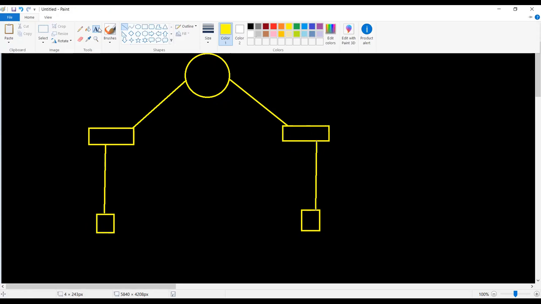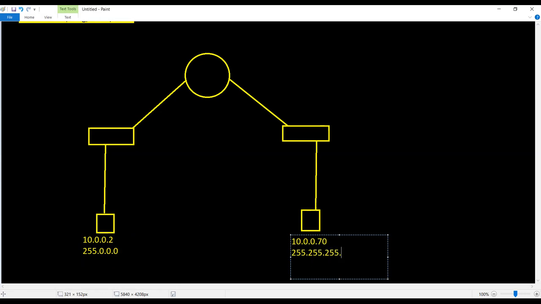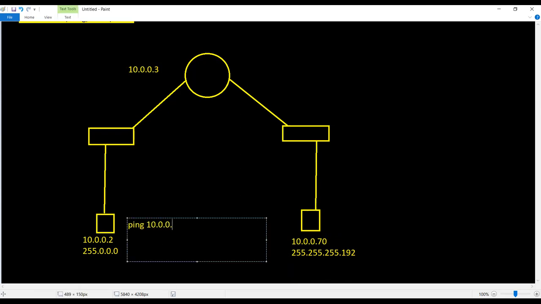Just one question. Let's suppose here we have 10.0.0.0 with the mask 255.0.0.0, and here we have configured 10.0.0.0. Okay. So in this case, whenever I try to do a communication, let's suppose here we have configured another address, 10.0.0.3. Now, whenever I try to communicate from this PC, I will say ping 10.0.0.70. So what will happen here? This ping will get successful? No. Reason? Because the router will break the broadcast.